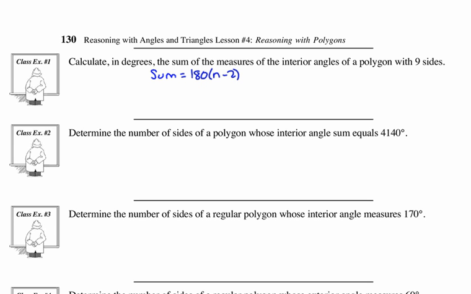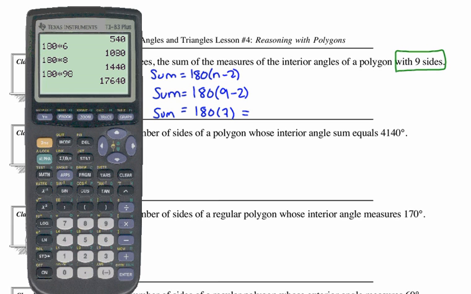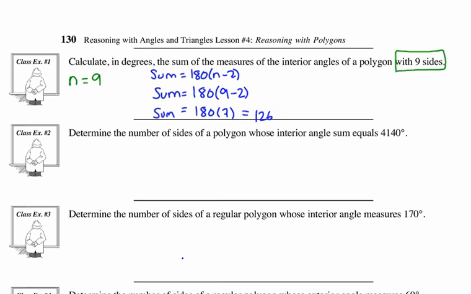So the question is, did they give us the sum or did they give us n? They tell us there's 9 sides, that means n equals 9. N is the number of sides. So to get the sum of all the angles, it would be 180 times 9 minus 2, or 180 times 7. And so our sum would be, grabbing your calculator, 180 times 7, 1260. So 1,260 degrees. Pretty simple.